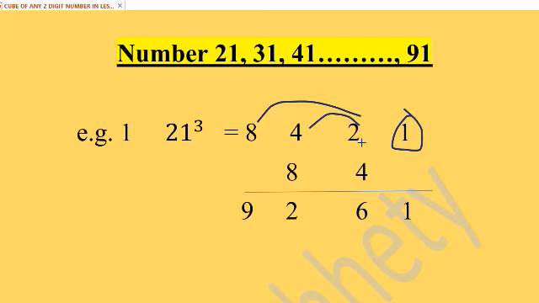Now just double this 2, it will become 4. Double this 4, it will become 8, as we have done in the previous two methods. Now add them up. 1, 2 plus 4 is 6, 8 plus 4 is 12, 2 here, 1 carried, 8 plus 1 is 9, and the answer is 9261.